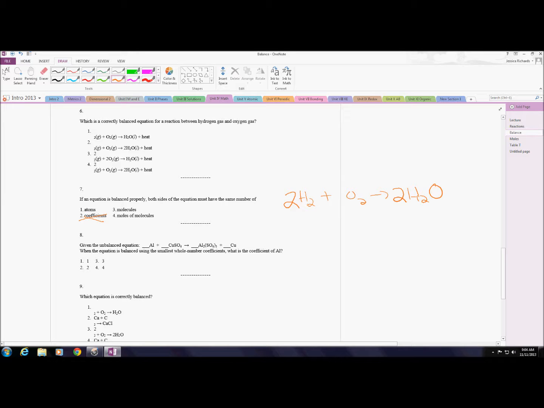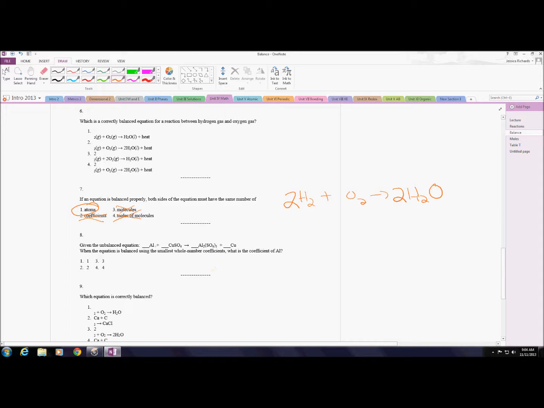Molecules. I have 2 molecules of hydrogen and 1 molecule of oxygen. So it's 3 molecules on the left and 2 molecules of water on the right. No. Moles of molecules. 2 moles, 1 mole, that's 3 moles, 2 moles. It's the same as choice number 3. But atoms, that's what we're looking for. 4 atoms of hydrogen on the left, 4 atoms of hydrogen on the right. 2 atoms of oxygen on the left, 2 atoms of oxygen on the right. So it's always the atoms.